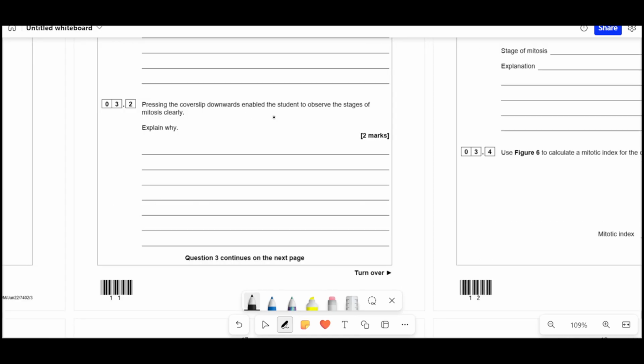Pressing the cover slip downwards enables the student to observe the stages of mitosis more clearly. Why? So the reason is because when you're pushing it, you're spreading the cells out, you're squishing them out to the side, and it gives you a thin layer. So it's to create a single thin layer of cells, and then you've got to think, well, why? They're using an optical microscope. Why would a thin layer of cells be a good thing? Well, it's to let light pass through. Because if you had a really thick layer of cells, the light can't get through. You won't see them clearly.